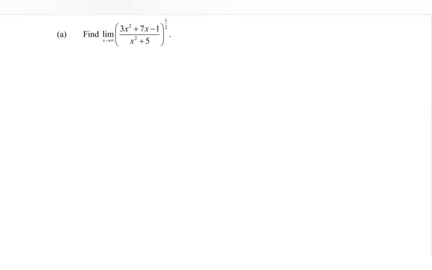Hello everyone, in this video I'm going to discuss the example for limits and continuity. Question A refers to the limit when x approaches infinity for the given function. Here, my suggestion is to factorize the x squared.